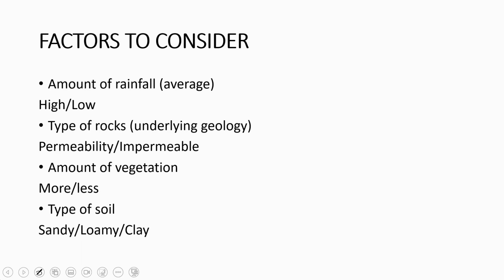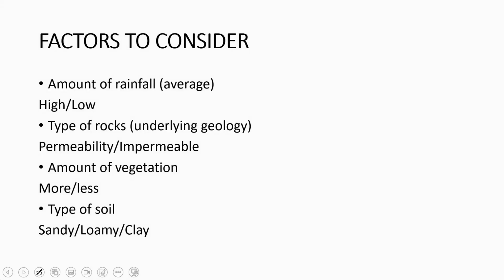Very important. Now, what are the factors to consider when we are looking at drainage density, okay? We'll go through them, try to explain a little bit, okay? The first one is the amount of rainfall, okay? You'll always be talking about the average amount the area receives per annum. So it's an average amount of rainfall, okay? Is the average high or is the average low? Because the amount of rainfall has a part to play in determining the drainage density, okay?